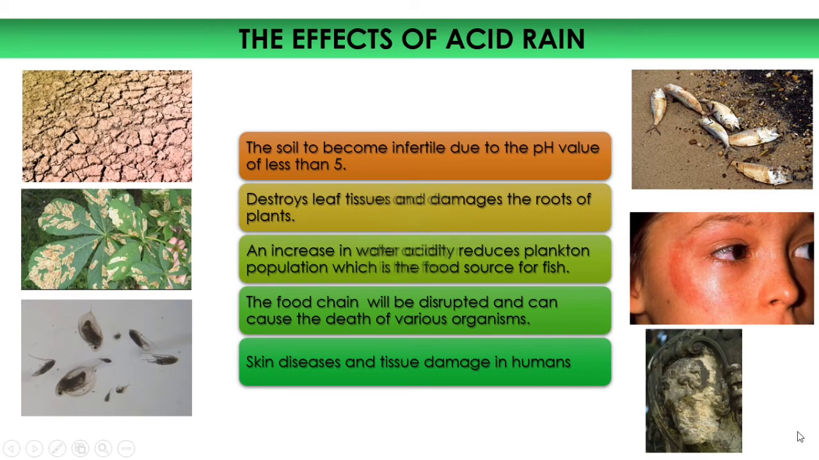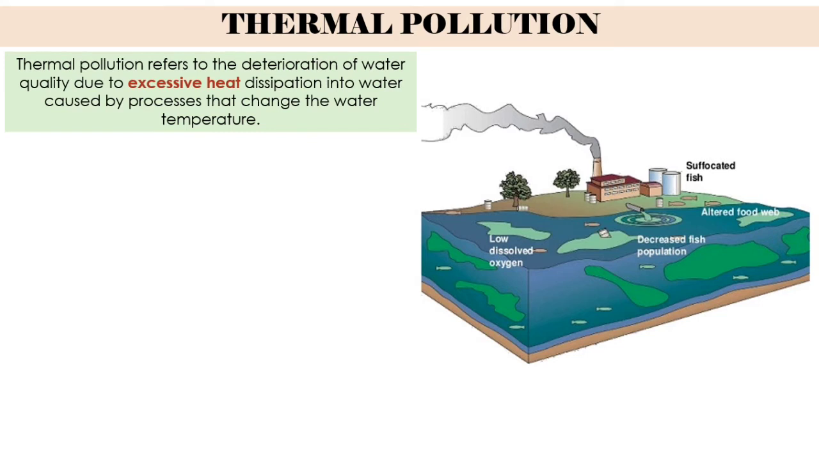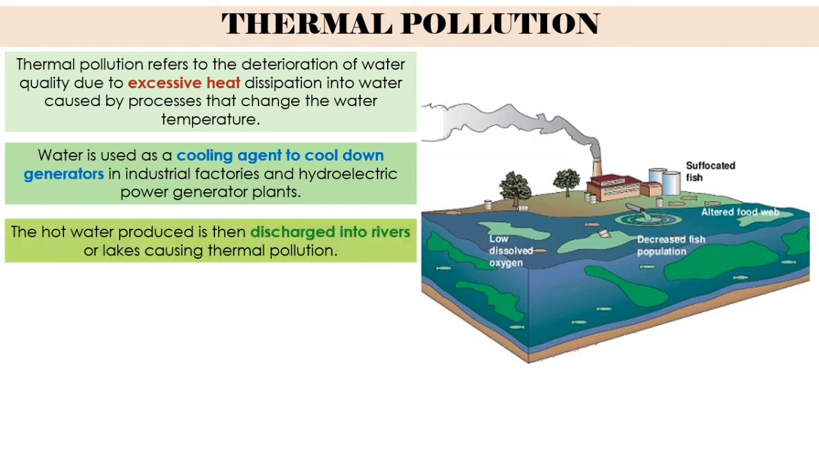Okay, now let's discuss another pollution, which is thermal pollution. Thermal pollution refers to the deterioration of water quality due to excessive heat precipitation into water caused by a process that changes the water temperature. Water is used as a cooling agent to cool down generators in industrial factories and hydroelectric power generator plants. The hot water produced is then discharged into a river or lake, causing thermal pollution.